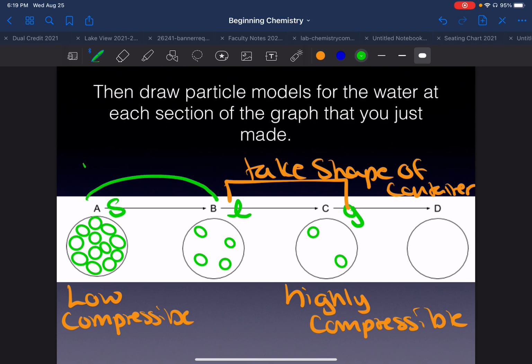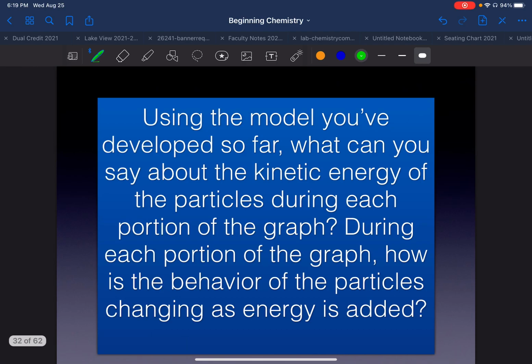Solids and liquids have intermolecular forces keeping them together. Gases do too, but not to the same extent as solids and liquids. Then we thought again about the kinetic energy. The kinetic energy is increasing as I go from solid to liquid to gas. That's what's causing it to change.